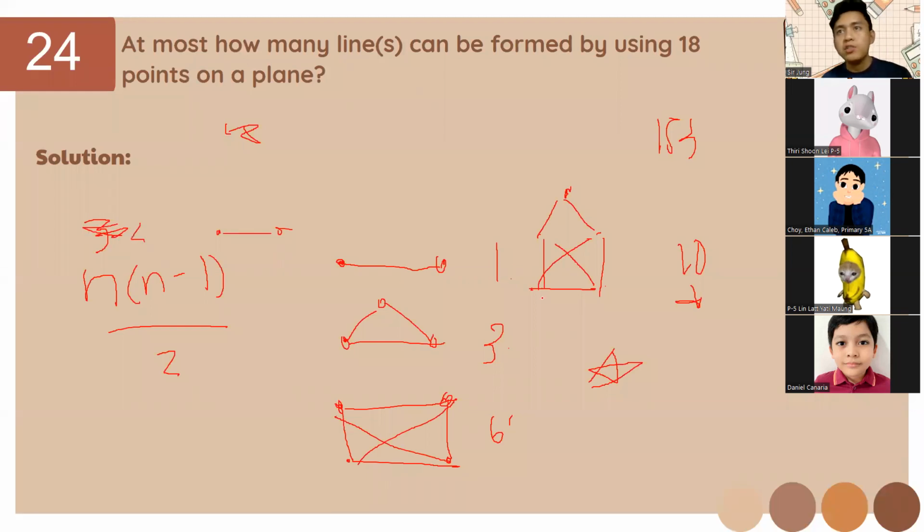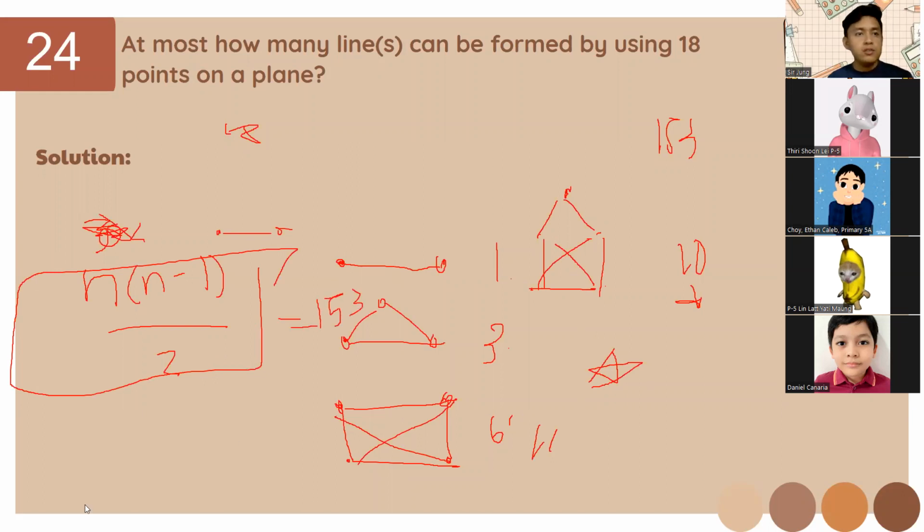Yes, triangular numbers. So we can use this formula, or we can also use the triangular number formula, and it will arrive at the same answer, which is 153. So any questions? For this one, we have 18 times 17 all over 2, or 9 times 17, which is 153.